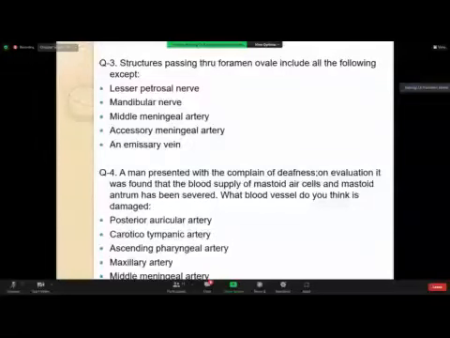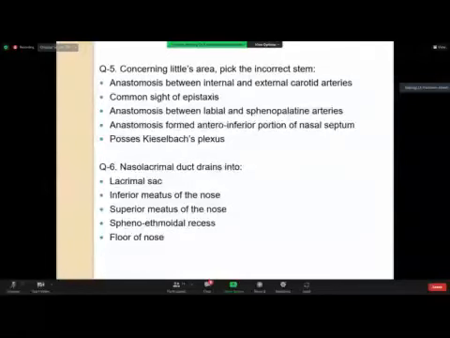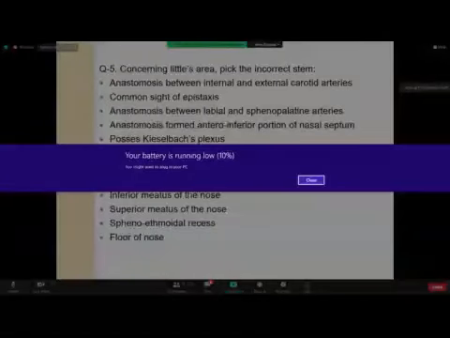देन कंसर्निंग लिटिल्स एरिया, बेटे आप देखें, आंसर दें. लिटिल्स एरिया में कौन सी वेसल्स जो हैं वो कंट्रीब्यूट कर रही थी, अगर आपको याद हो तो इन स्टेटमेंट्स में से देखें कि कौन सी इनकरेक्ट स्टेटमेंट है. कैसलबैश प्लैक्सिस Anastomosis between internal and external carotid arteries. बिल्कुल गुड. बाकी सारे के सारे जो हैं वो हमारे लेबियल आर्टरीज भी थी, स्फेनोपेलेटाइन आर्टरीज भी थी. हमारा नेजल सेप्टम जो है वो उसका एंटीरियर इंफीरियर पोर्शन था. कैसलबैश प्लैक्सिस था, एंड दिस इज अ कॉमन साइट ऑफ एपिस्टेक्सिस. तो एनास्टोमोसिस जो है, दिस इज द राइट आंसर. ठीक है.